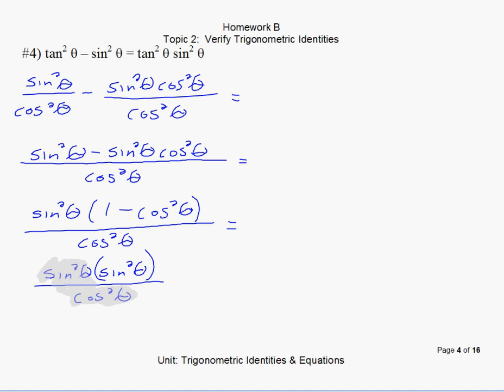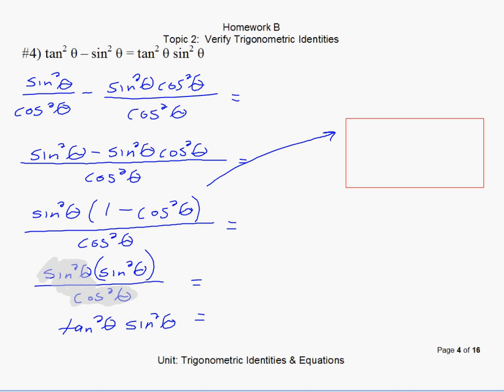Looking at the right side of the equation, I need to get a tangent squared in there. I notice on the left side I got sine over cosine, which is tangent. And that makes the right and left side the same. Once again, why is 1 minus cosine squared of theta sine squared of theta? It's because of this Pythagorean identity. When you get sine squared by itself, you get 1 minus cosine squared of theta.